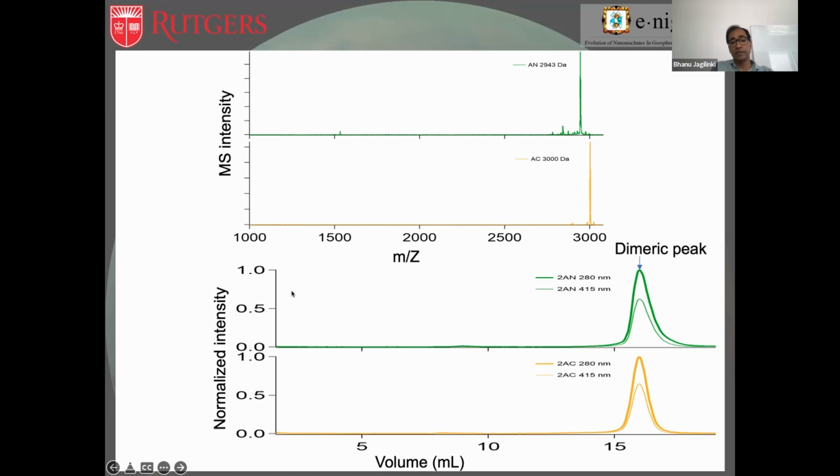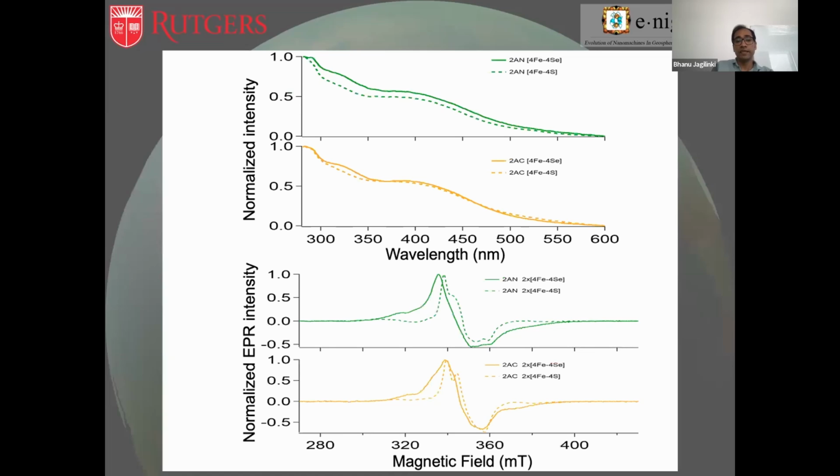When we reconstituted with iron and selenium salt, there were clusters, and this is FPLC data to see the oligomeric state. The FPLC data corresponds to a dimeric nature of these holopeptides. And in the next slide, I have the data for the UV-visible spectra.